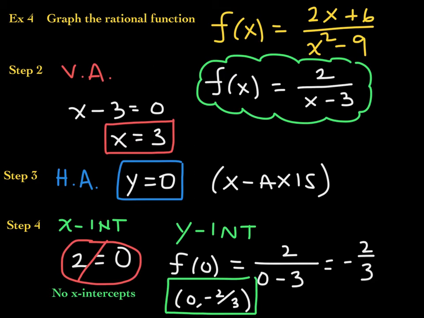Now, I don't need step 5, which is determine whether the graph crosses the end behavior asymptote. I don't need that step here because the end behavior asymptote happens to be the x-axis, y equal to 0. And we already determined that it never touches the x-axis because there are no x-intercepts. All right, let's go to the graph.